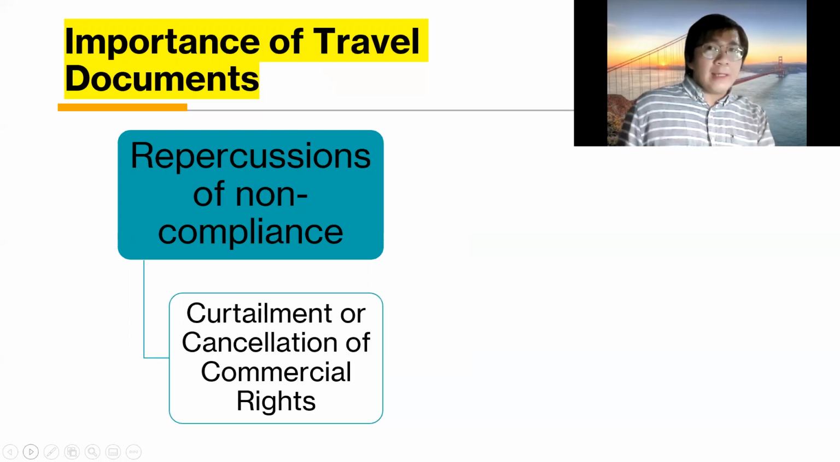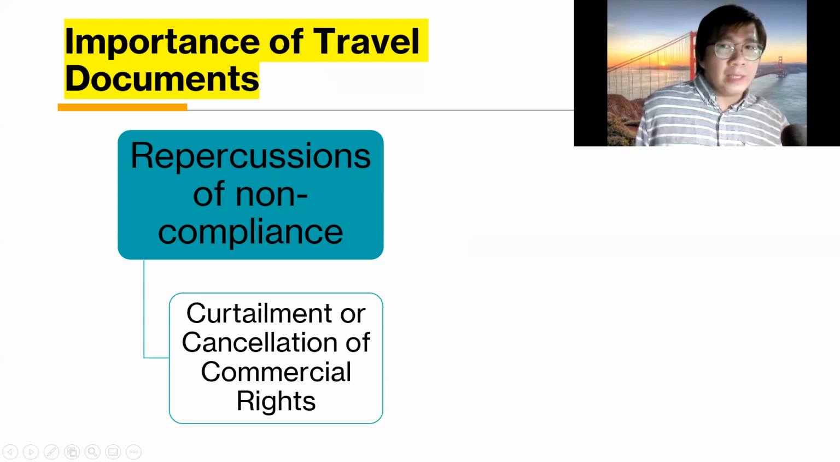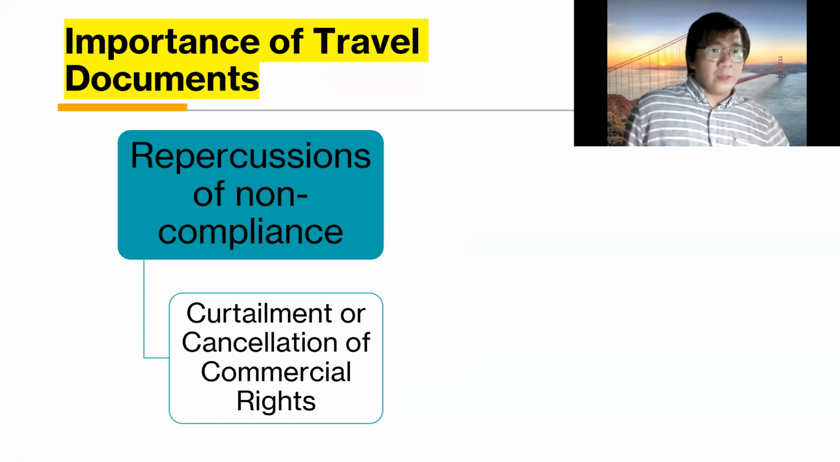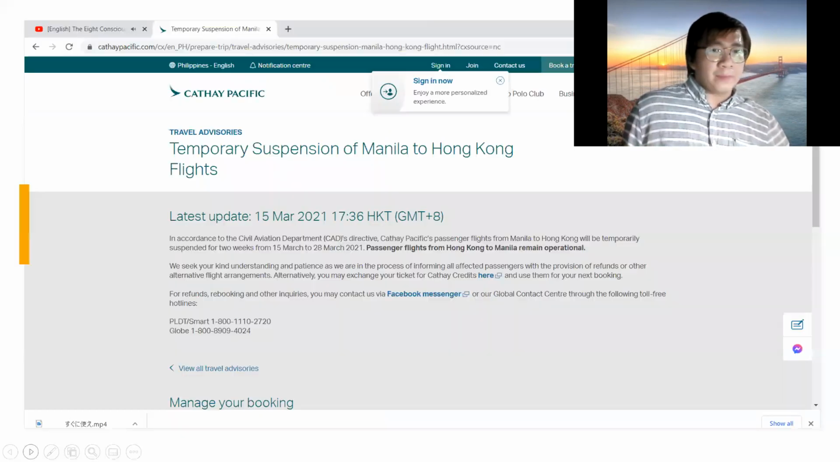Now, for the airlines, the airlines will be liable for the event that they have brought an undocumented or improperly documented traveler into a foreign territory. For that, the airline will suffer the curtailment or cancellation of their flying rights to that destination. Okay? So it's really mabigat siya.